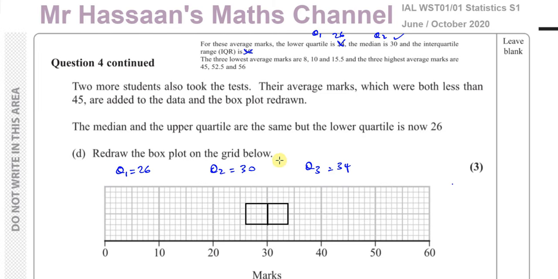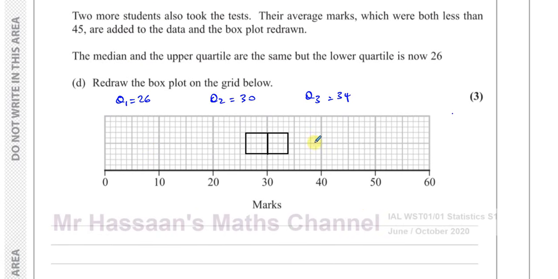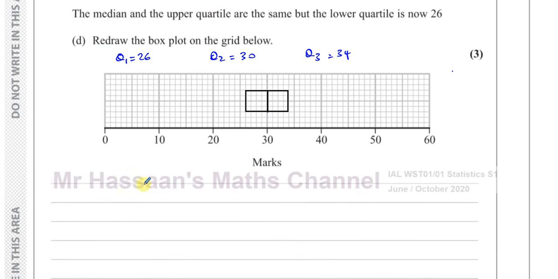Now, the question says 2 more students are added, which are both less than 45. The median and upper quartile are the same, and the lower quartile is now 26. So now we've got to work out the new interquartile range and therefore the new outliers, the new upper and lower limits. The interquartile range has now become 34 minus 26, which is 8.